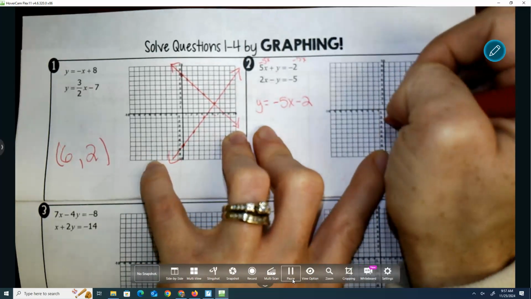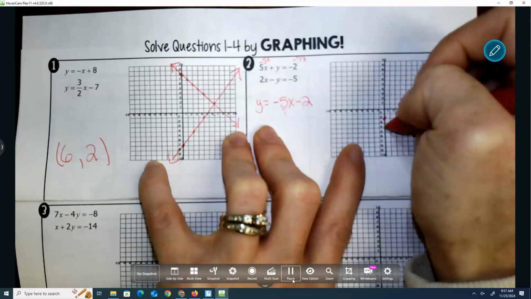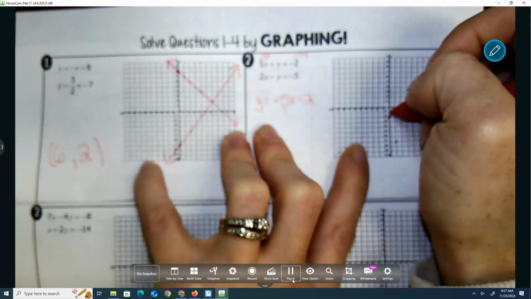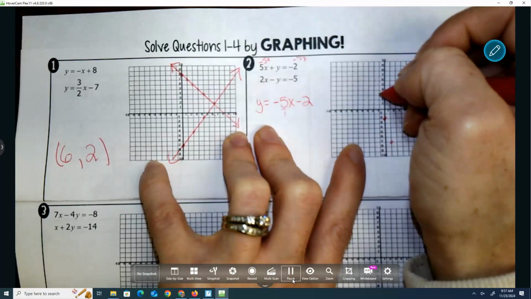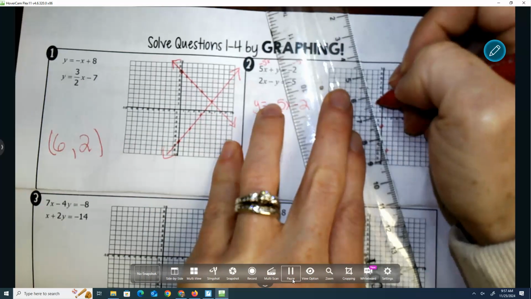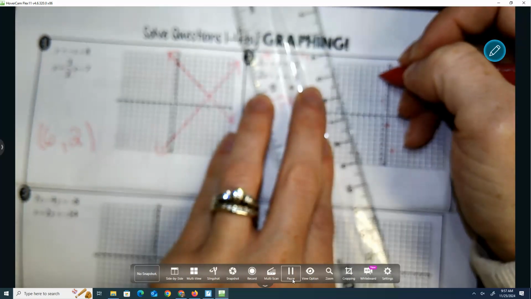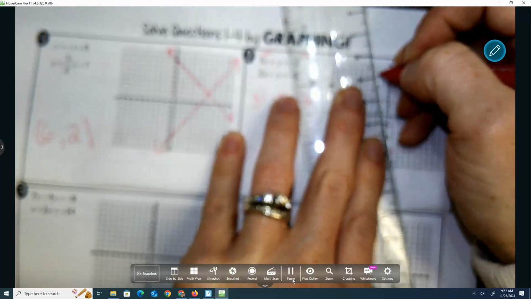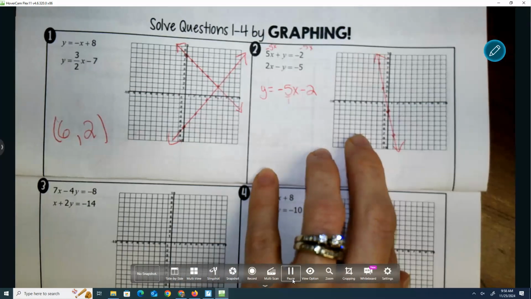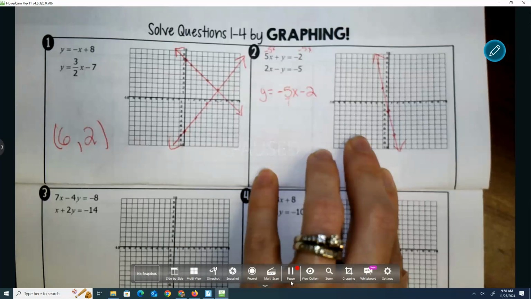Y-intercept is negative 2. So we put a dot there. Negative 5, that's like negative 5 over 1. So you can go down 5 over 1. Or you could go up 5, backwards 1. So it should look like that.